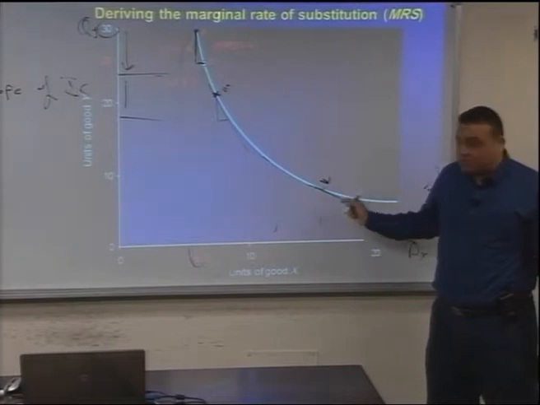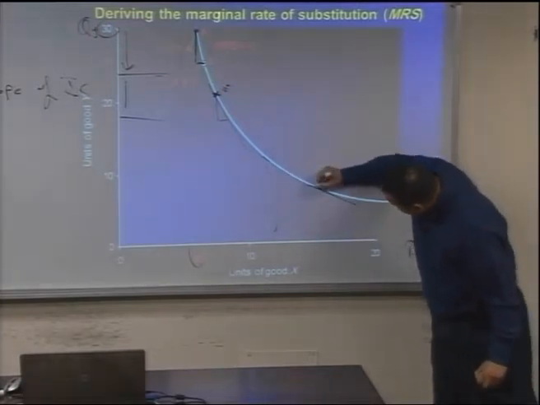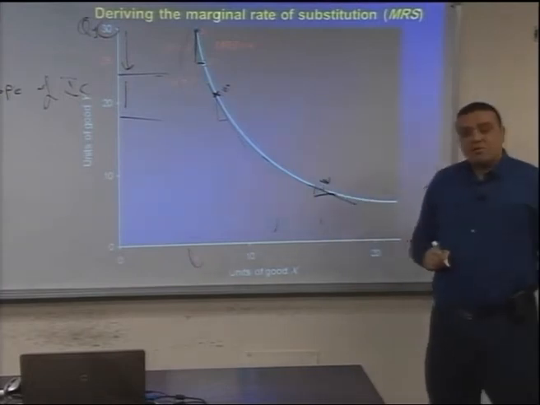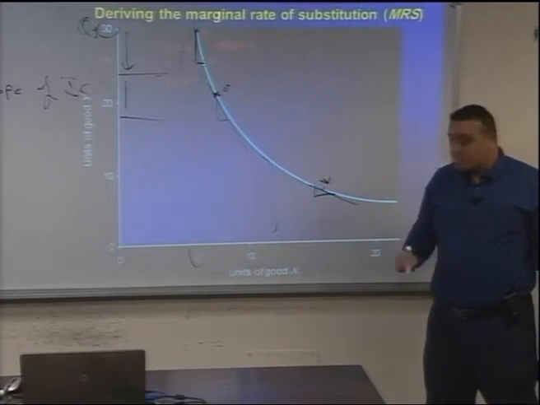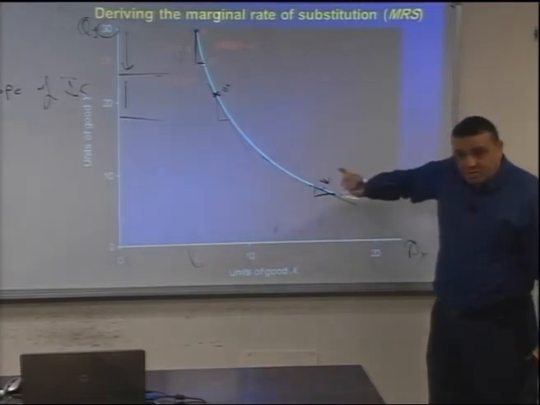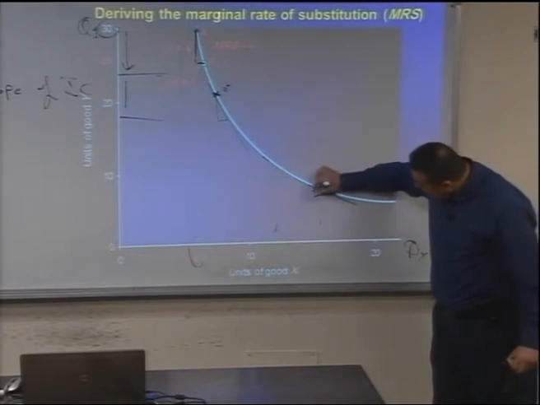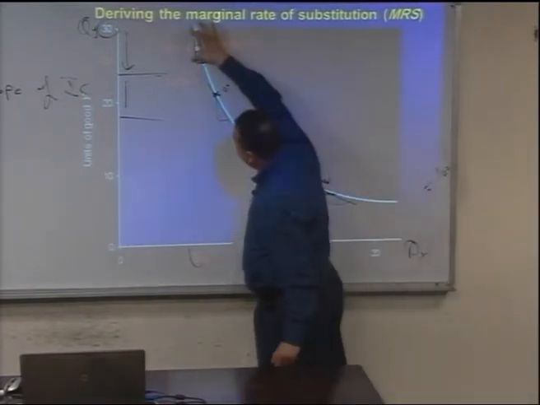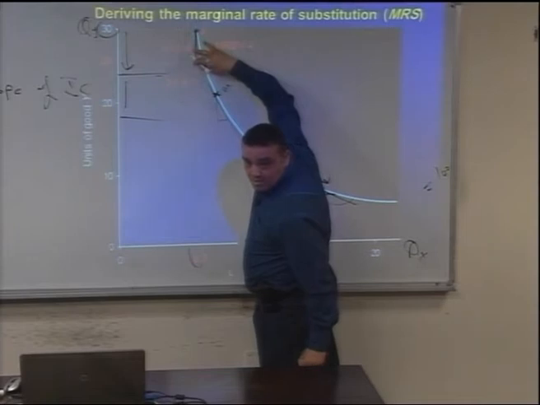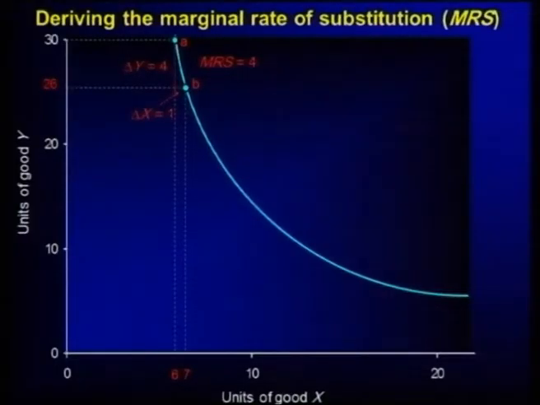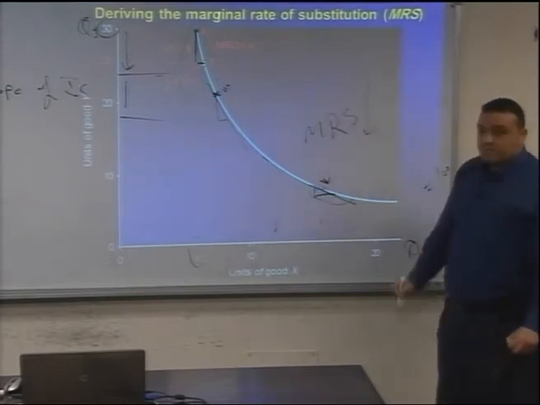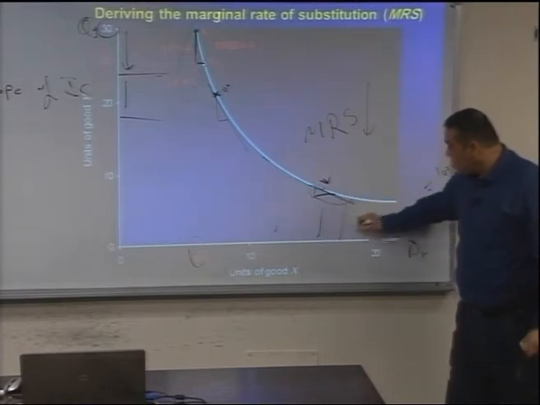How can we calculate the slope at point K? We have to draw a tangent line and a triangle. Let's calculate the slope here. The slope, or the marginal rate of substitution, can be calculated as height over pace. Right? What happens? Here the height is bigger than the pace. As we go, the marginal rate of substitution is decreasing when we add more units of x.